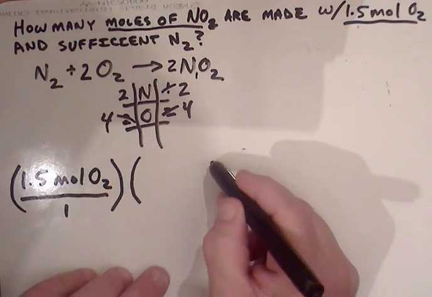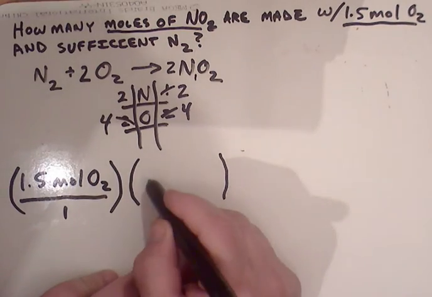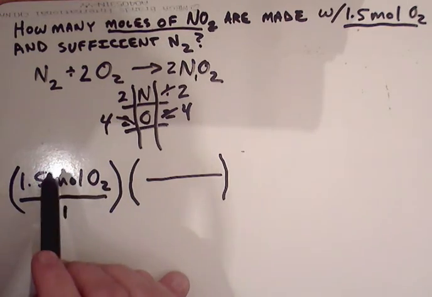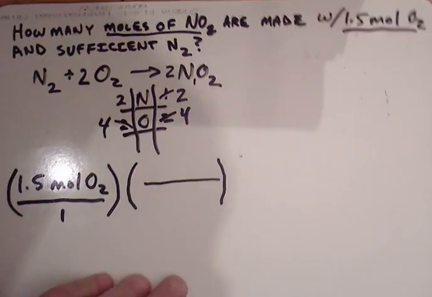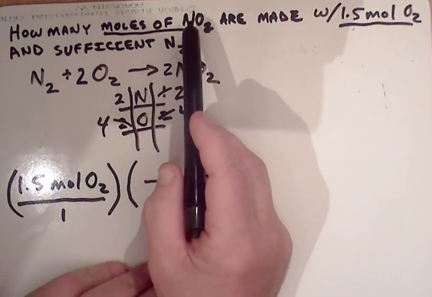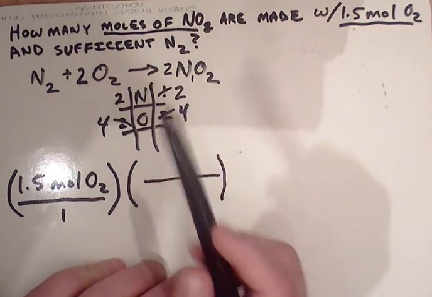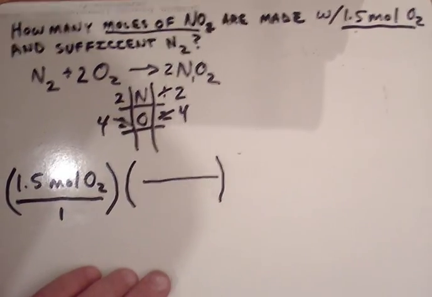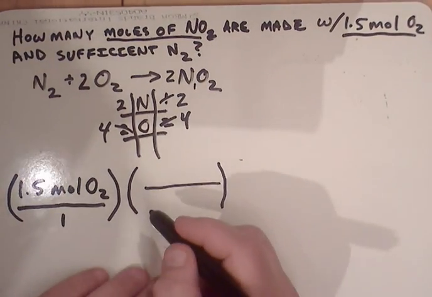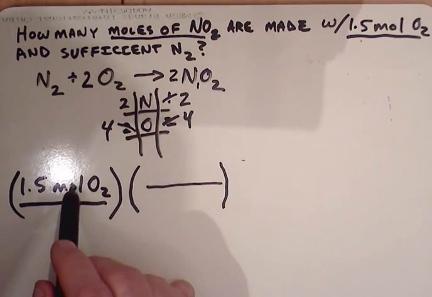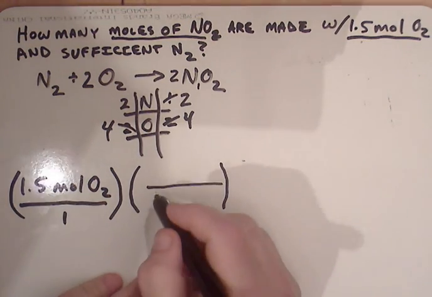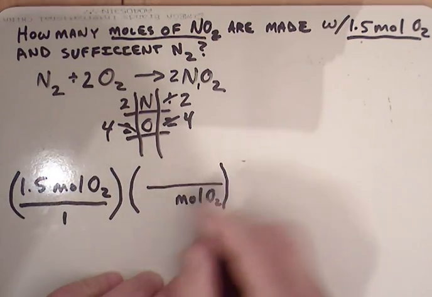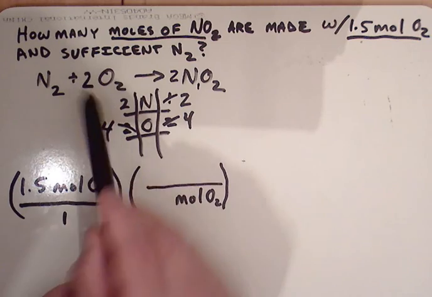Not a problem. So we want our conversion factor. We want to go from moles to moles, moles of O2 to moles of NO2. So we want to get rid of our moles of O2. Remember, if there's the same thing on the top and the bottom, we can cancel, and that works for words as well as numbers. So what we want to do is put moles of O2, but we also need to have a number. So we look at O2.